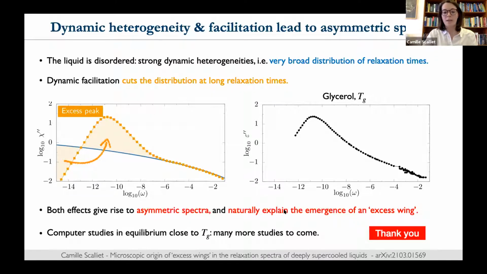And I also hope that this will trigger some new experimental studies, for example, in single molecule experiments, in order to be able to actually see our scenario in experiments. And with this, I thank you for your attention.